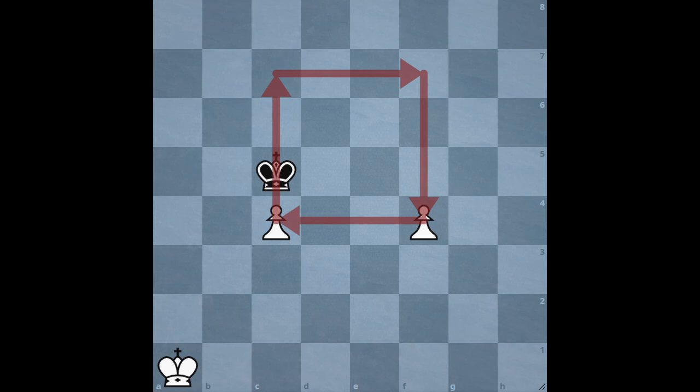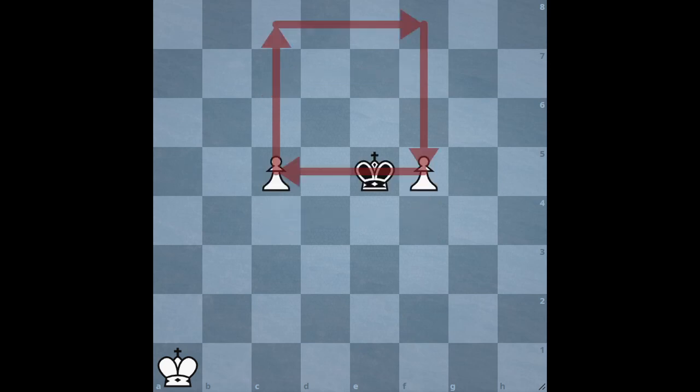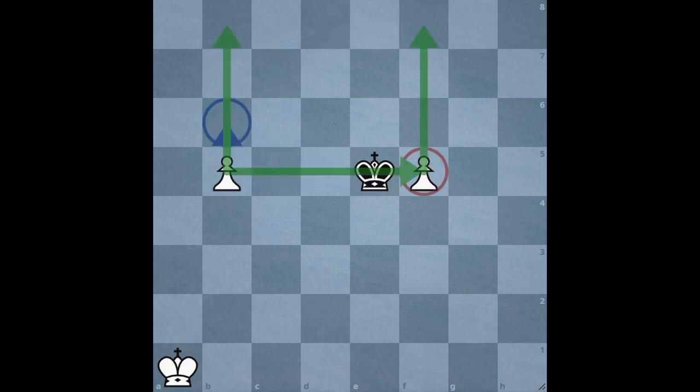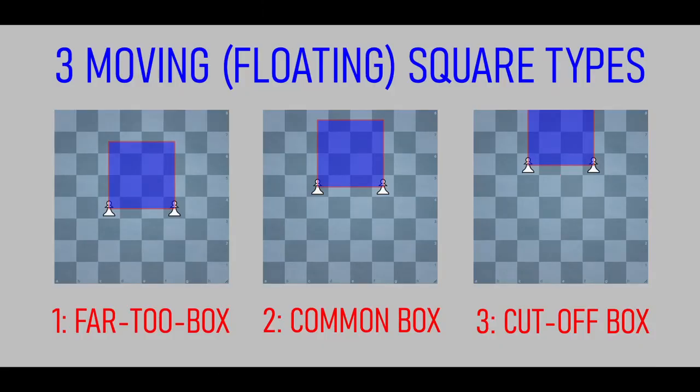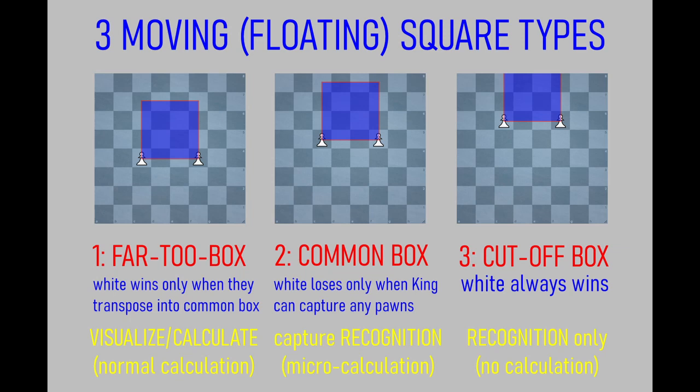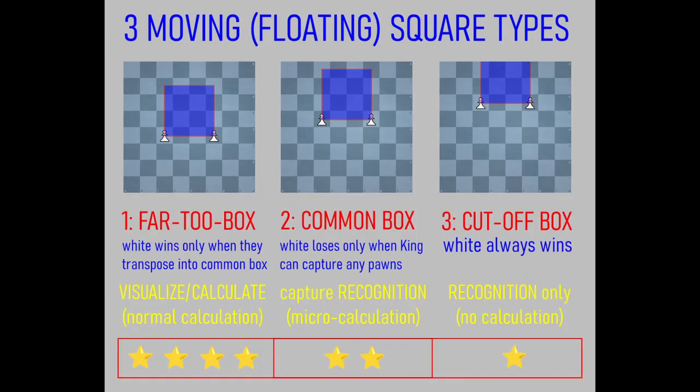It is simple to visualize this by drawing the pawn box of the distant pawn towards the king. The moment the king captures one pawn, it leaves the other pawn's box. This situation always applies when the moving square goes beyond the last rank, no matter the pawn's position. Therefore, the way to get a winning position is to create a moving square that goes beyond the last rank, so-called cut-off box.